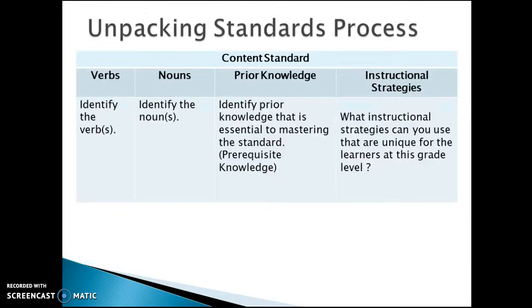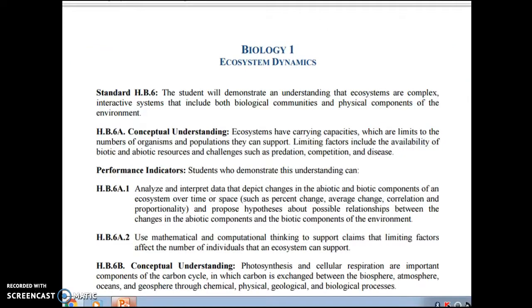standard. So unpacking the standards process, we're going to look at the verbs, identify nouns, any prior knowledge or prerequisite knowledge that the student may have, and instructional strategies. We're going to start out with a high school example and end with a middle school example. So first, I would look at our South Carolina science standards.